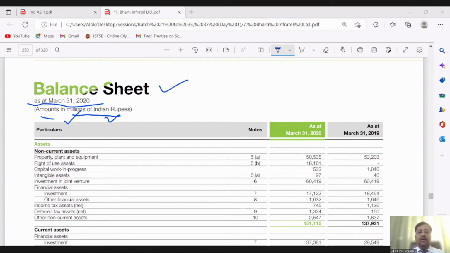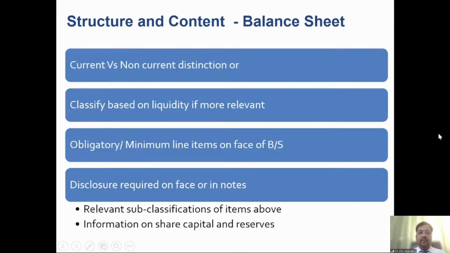Very good. We are talking about the basic things in terms of Ind AS 1, right? Ind AS 1 is one of the important and very basic standard. Now coming to the structure and content of the financial statement, right? So first let's discuss about the balance sheet. Friends, I have shown you the balance sheet format, right? So how will this balance sheet format look like?